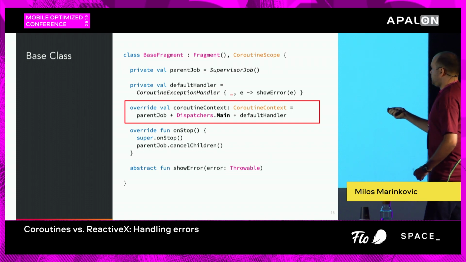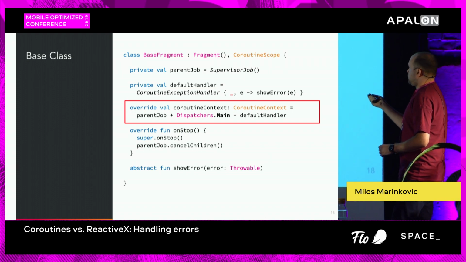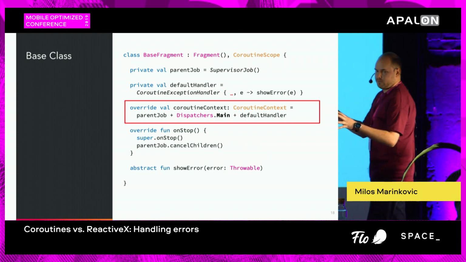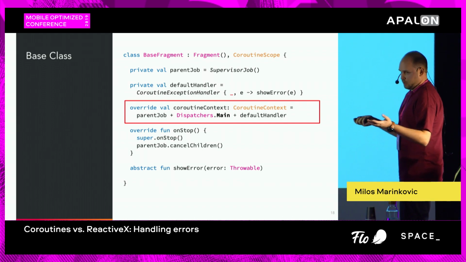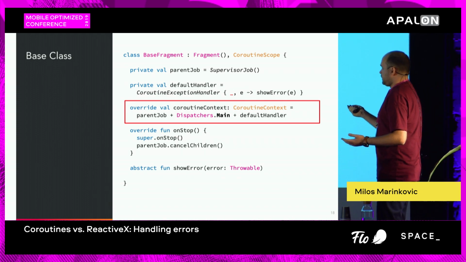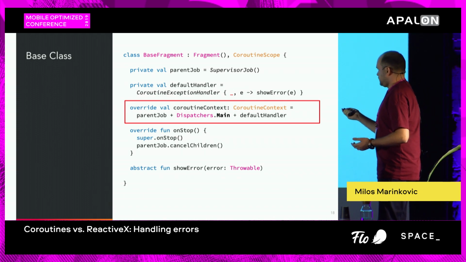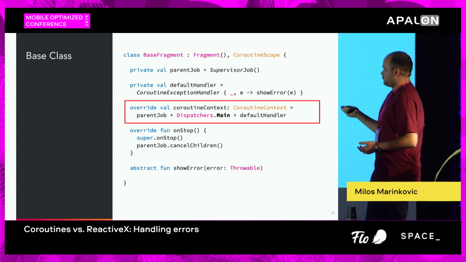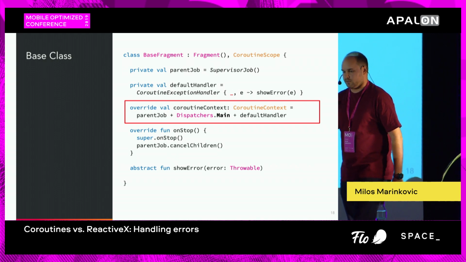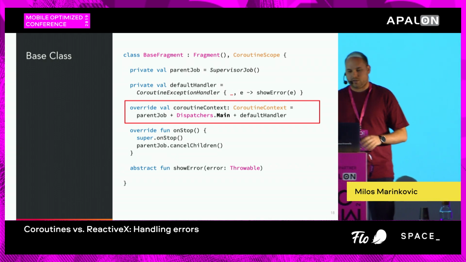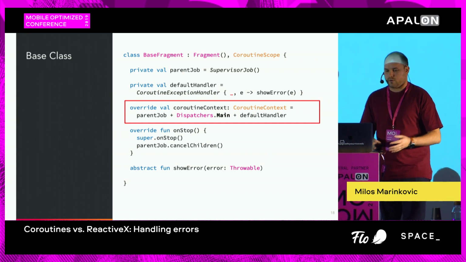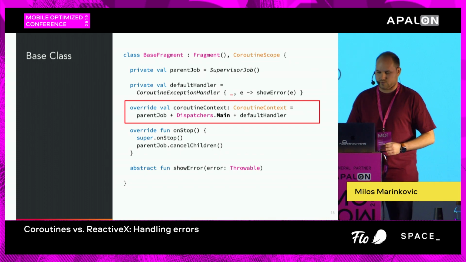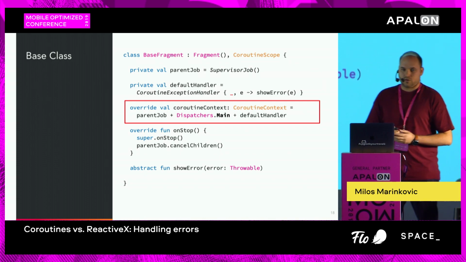And the dispatcher is Main, meaning that whatever I run from this scope by default runs on the main thread. It will block, obviously. And finally, onStop, I will just cancel all children from this parent job. So this is kind of what you would have with a nicer architecture. So onStop or onDestroy or maybe onPause would cancel all of your jobs. And by default, they all launch on the main thread.